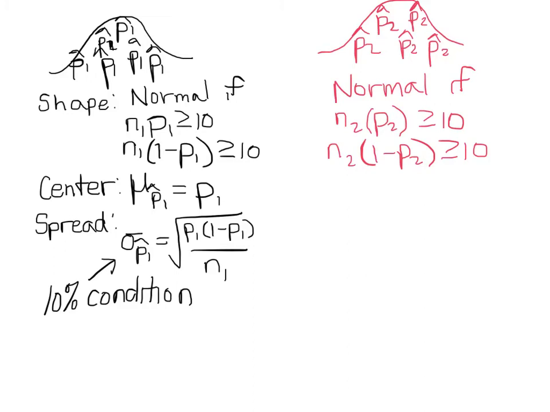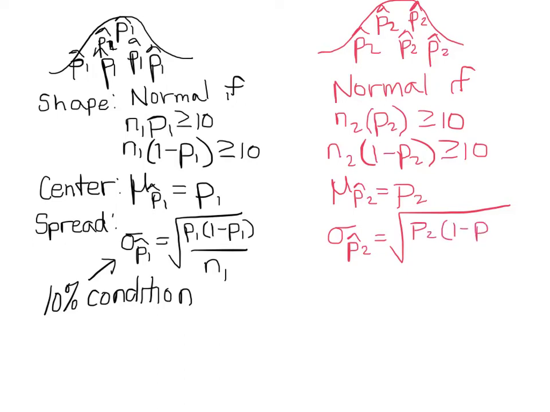Okay, the center, so the mean of P hat sub 2 is equal to just the population proportion for that one. And the standard deviation of P hat sub 2 is equal to the square root of P sub 2 times 1 minus P sub 2 over N sub 2.